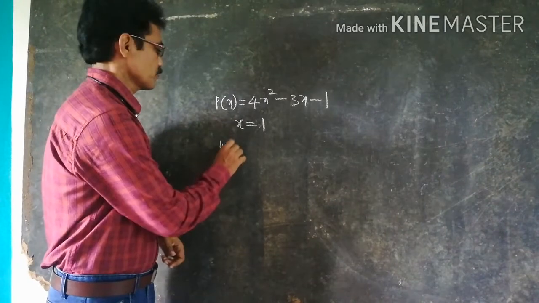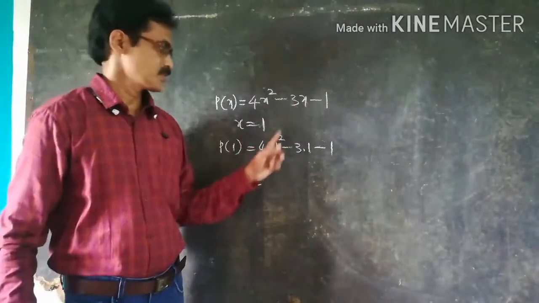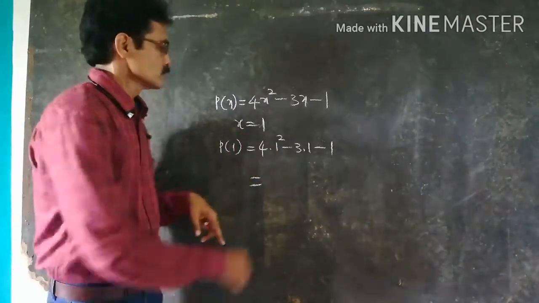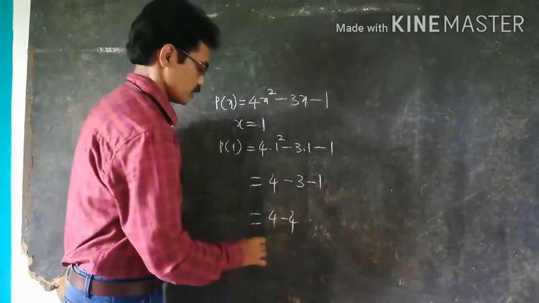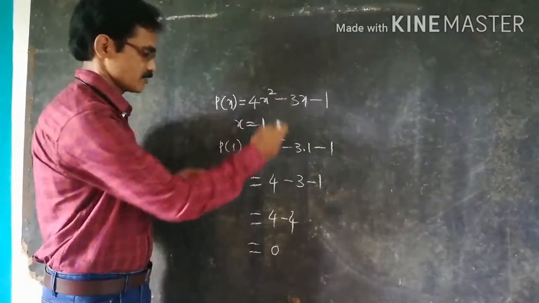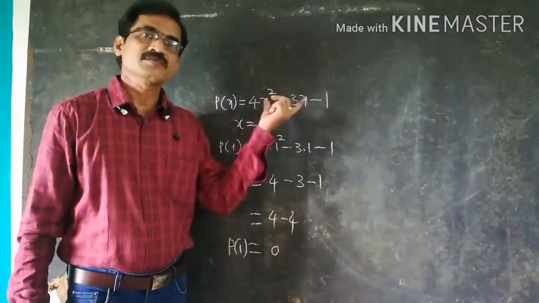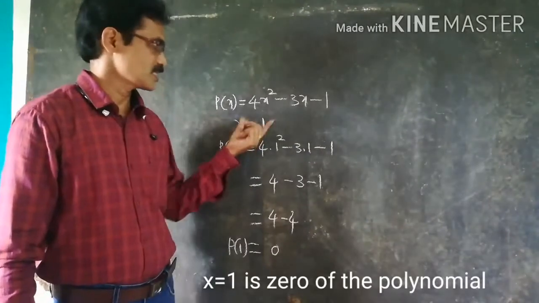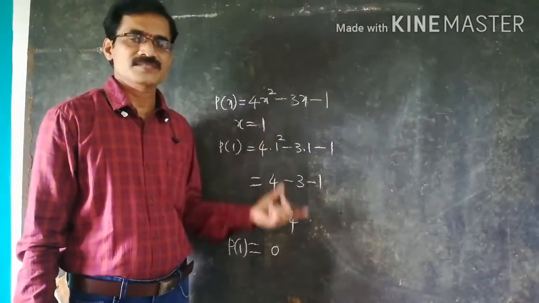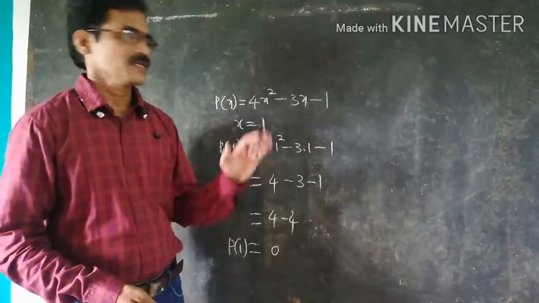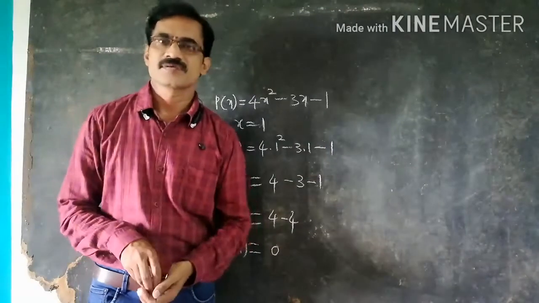Let us see. It becomes p of 1, 4 into 1 squared minus 3 into 1 minus 1. In the place of x you substitute 1. So 4 into 1 squared becomes 4, minus 3 into 1 is minus 3, minus 1, so 4 minus 4 equals 0. So p of 1 equals 0. So x equal to 1 is known as the zero of this polynomial, because we got 0 when we substituted the value in the place of the variable. For any value of the variable for which the polynomial becomes 0, that value is known as a zero of the polynomial.